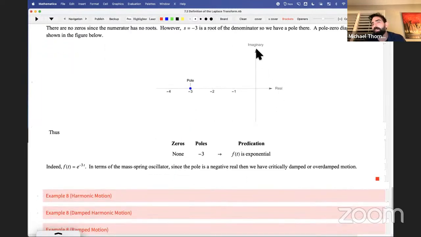You can graph the pole in the real imaginary plane. And looking at these types of diagrams, you can tell what the function is going to do. Because it's on the real axis, you know that your function must be completely exponential. And in fact, there it is right there in the Laplace transform table: e to the -3t. In terms of the mass spring oscillator, this is overdamped or critically damped motion.